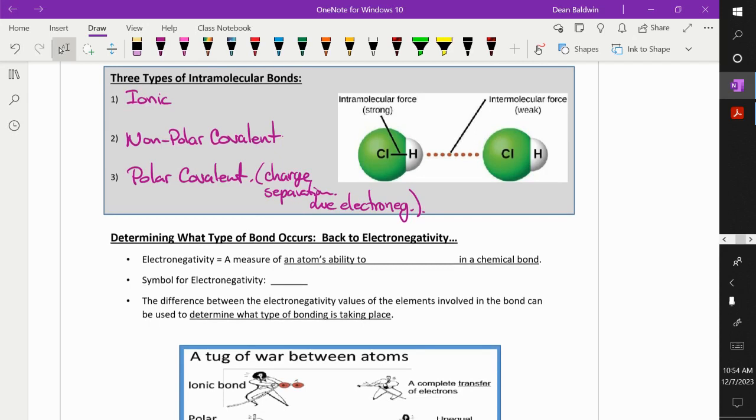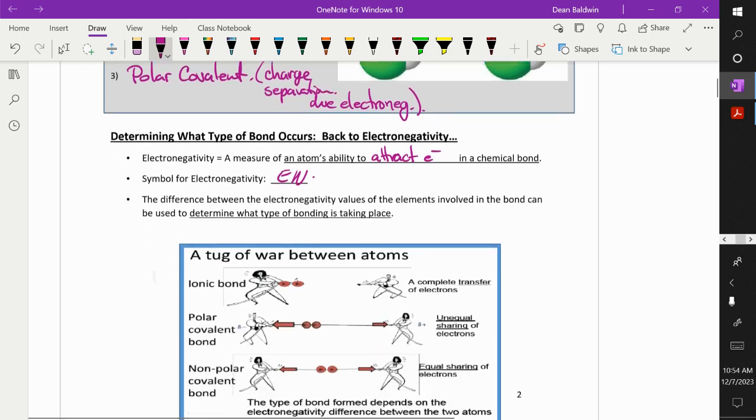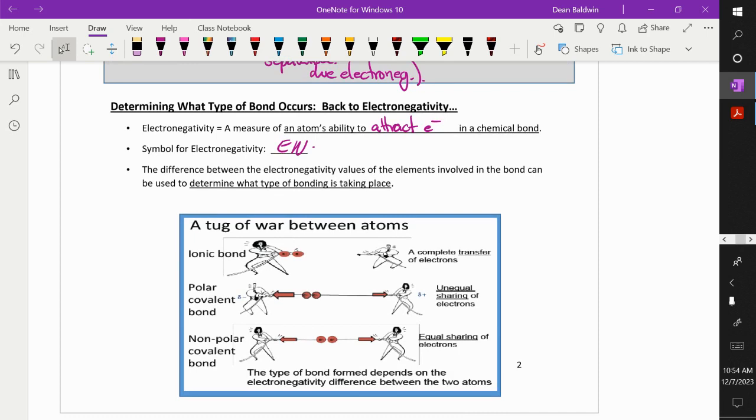So, electronegativity is a measure of the atom's ability to attract electrons. And we use the symbol EN, capital E, capital N, I guess, is what they technically should put. And the difference in electronegativities will tell you what type of bond is taking place. So the simple illustration is an ionic bond. You get one atom that takes the electron from the other. You're not sharing.